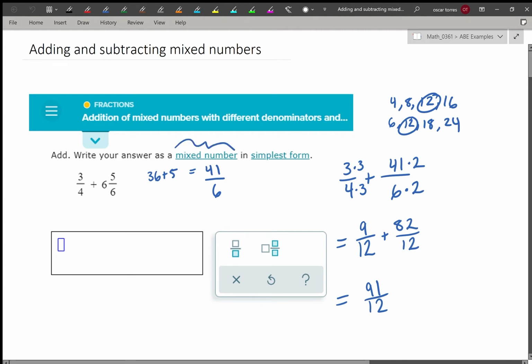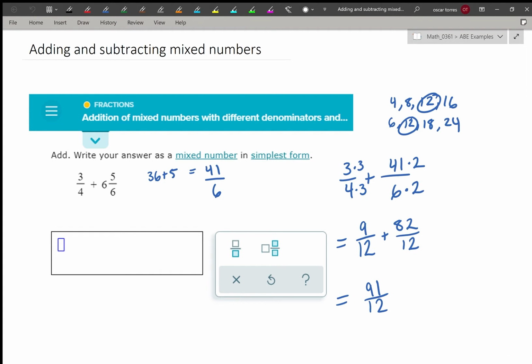So now we need to convert this improper fraction back into a mixed number, and the way to do that is by doing the division. I don't believe you're allowed to use a calculator for this section. So you can either set it up as a long division problem like this, or you can just think through it. We can figure out how many times 12 goes into 91 just by thinking through it. 12 times a number like 5 would give us 60. 12 times 6 would give us 72. And 12 times 7 would give you 84.